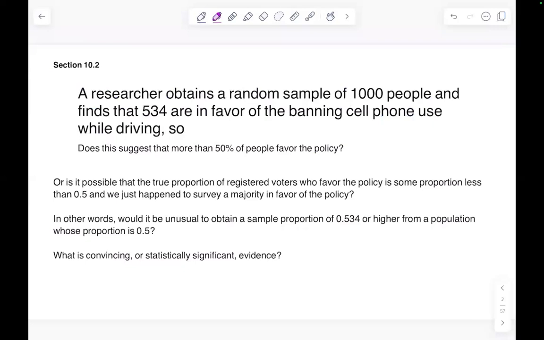If it is unusual, then we are going to be suggesting that more than 50% of the people favor the policy. If it's not unusual, then it will not suggest that more than 50% favor the policy. So we assume 50% unless we have evidence against that. That's our assumption, unless we can find something against it.